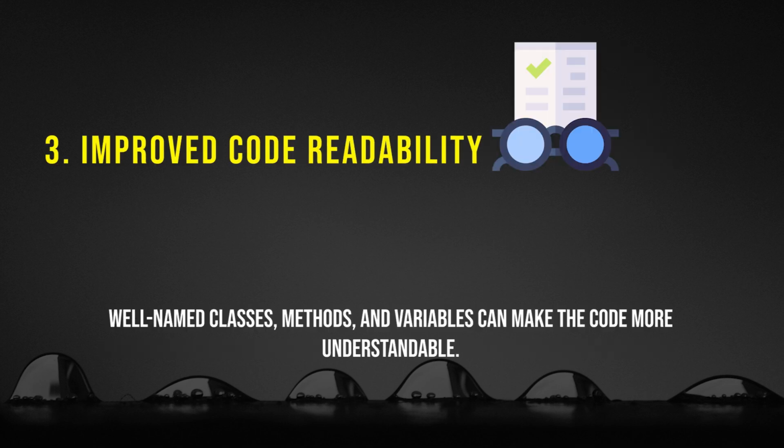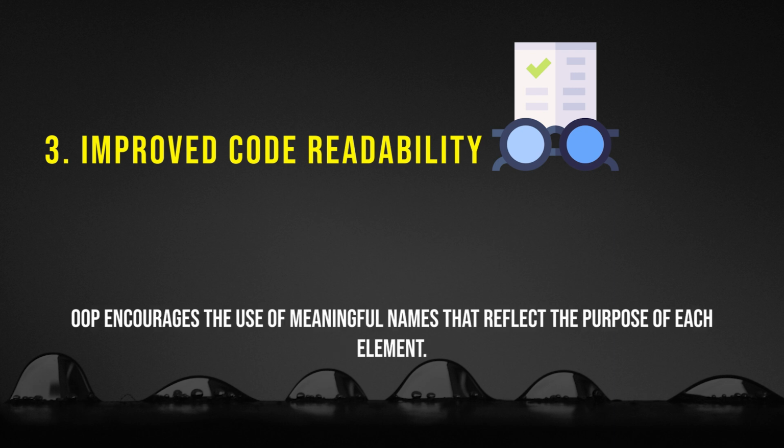Well-named classes, methods, and variables can make the code more understandable. OOP encourages the use of meaningful names that reflect the purpose of each element.